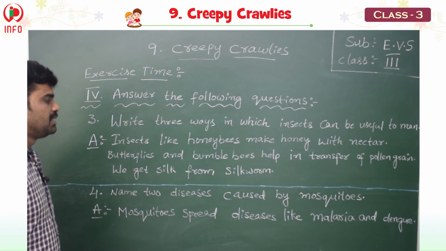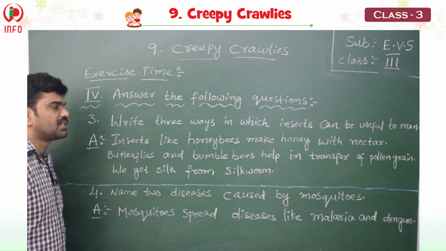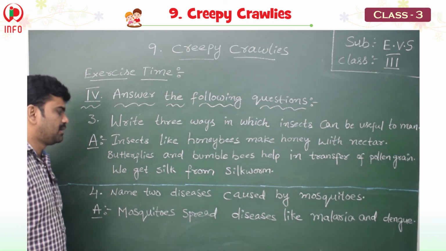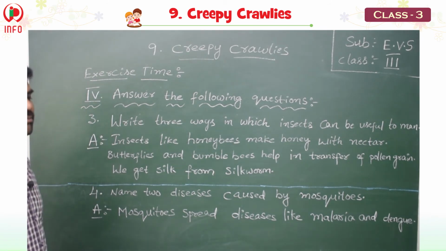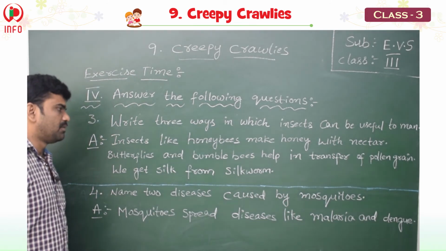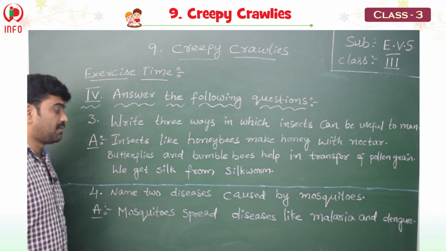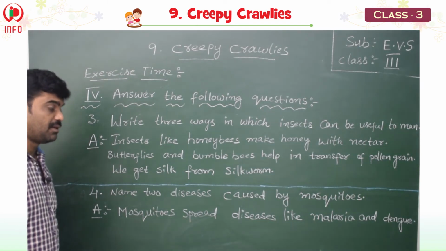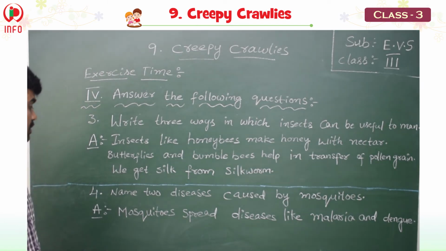Butterflies and bumblebees help in transfer of pollen grain. So what will these butterflies and bees do? They help in pollination. We get silk from silkworm. So here honeybees, butterflies, bumblebees and silkworm are useful.